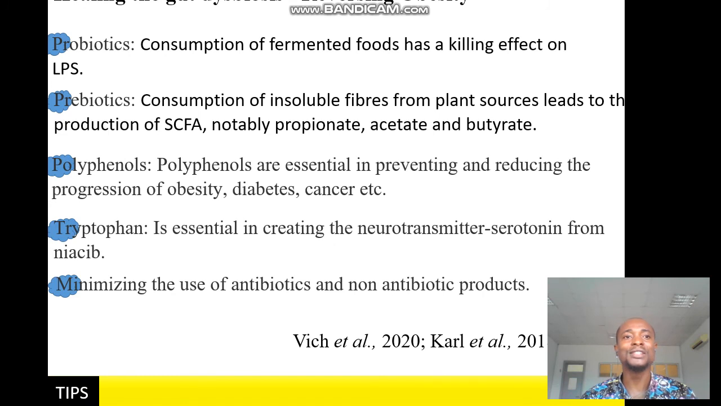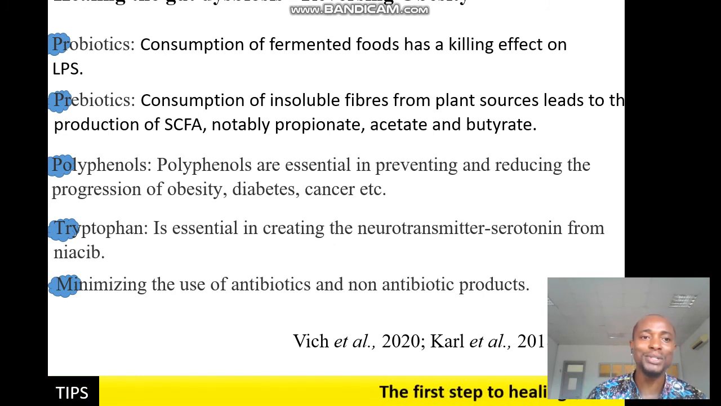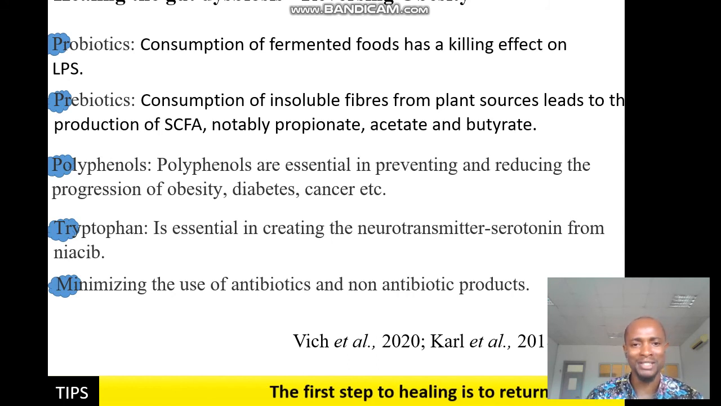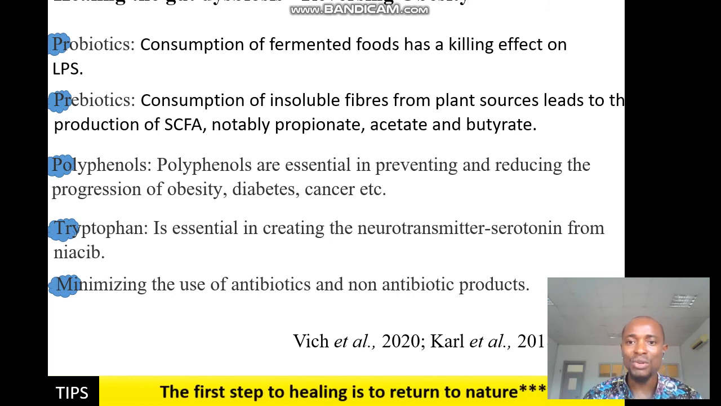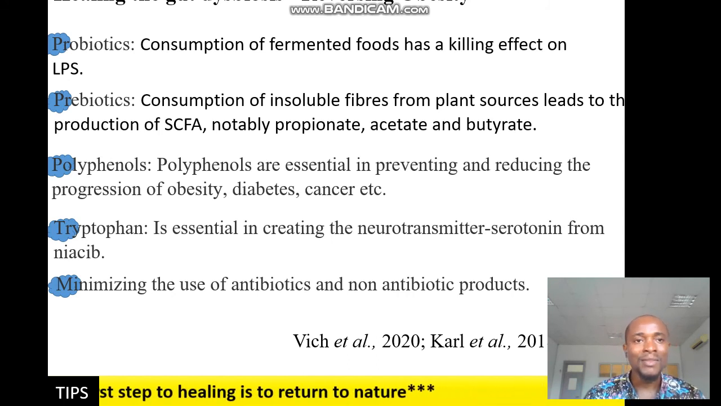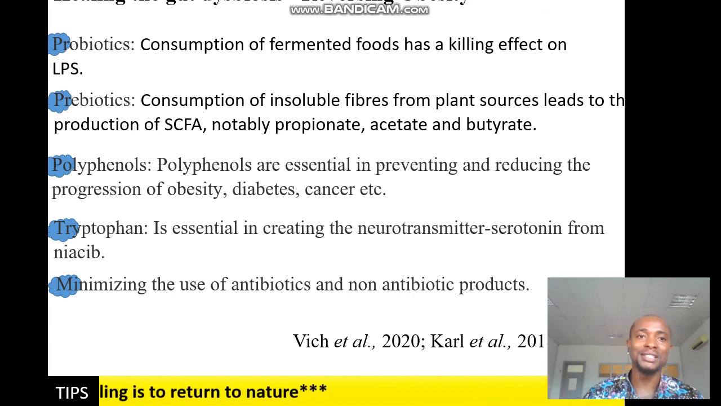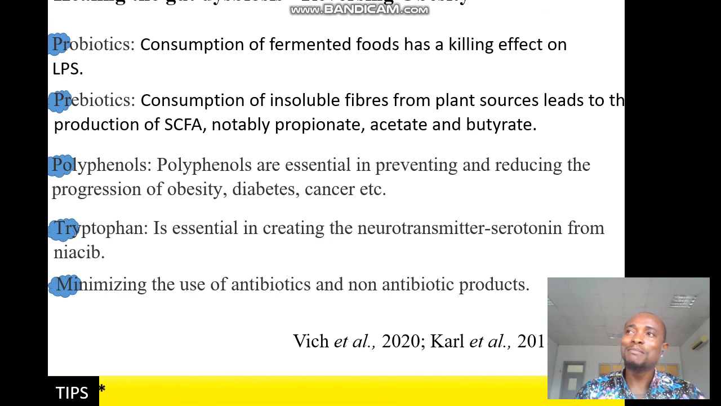How do we now reverse obesity? By eating a lot of probiotics, prebiotics, polyphenols, tryptophans, and minimizing the use of antibiotics and non-antibiotic products. Yes, probiotics are live bacteria that reflorate, that actually repopulate your gut. It makes your gut healthy to be able to produce what? The aromatic amino acid, among other things.